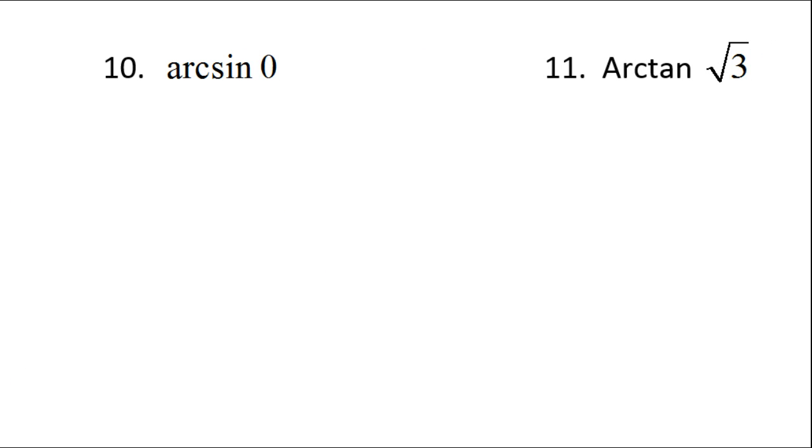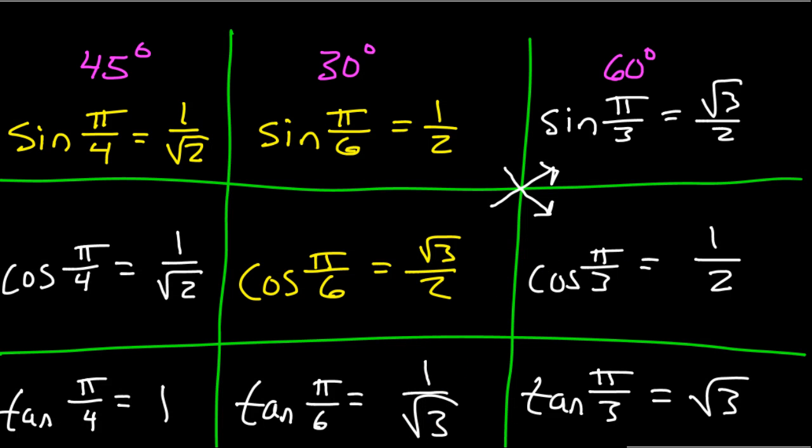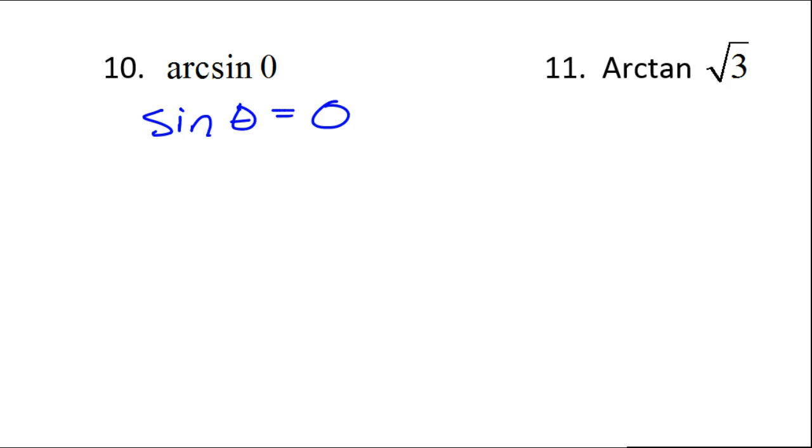Okay, number 10. This is asking the question, the sine of what angle is equal to 0? Again, 0 is not one of the things on our scratch paper, so it's going to be a quadrantal angle. So here's the sketch.